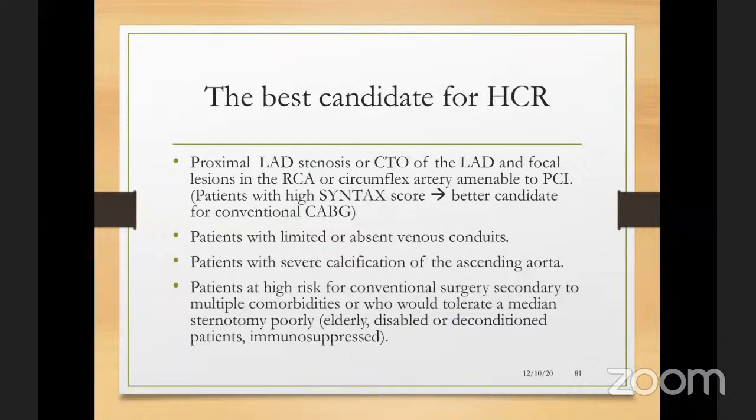The best candidates for hybrid coronary revascularization are patients who have a proximal LAD stenosis or CTOs of the LAD, with a focal lesion of the RCA or circumflex artery that is amenable to PCI. Patients who have a high SYNTAX score and require a complex PCI are better candidates for conventional CABG.